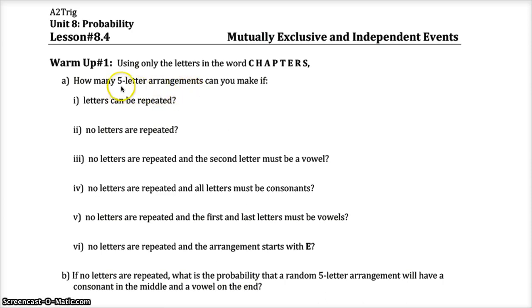Okay, this is kind of review. Yeah, there's a lot of repeat actually throughout the unit. So hopefully that's good. See, independent events. We've already kind of talked about that.